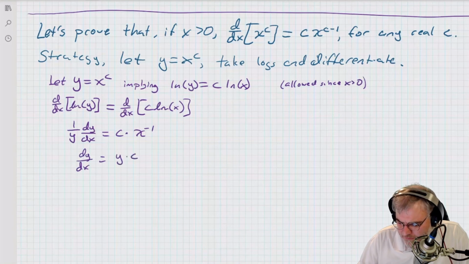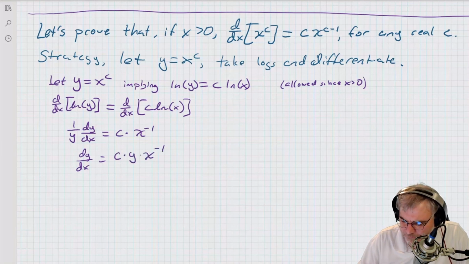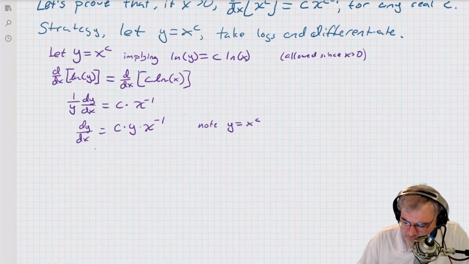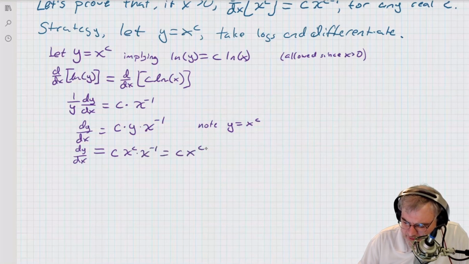For reasons that will become apparent in just a moment, I'm going to do this: c times y times x to the negative 1. And note, y equals x to the c. So now I wind up with dy over dx equaling c x to the c times x to the negative 1, and that is the same thing as c x to the c minus 1.